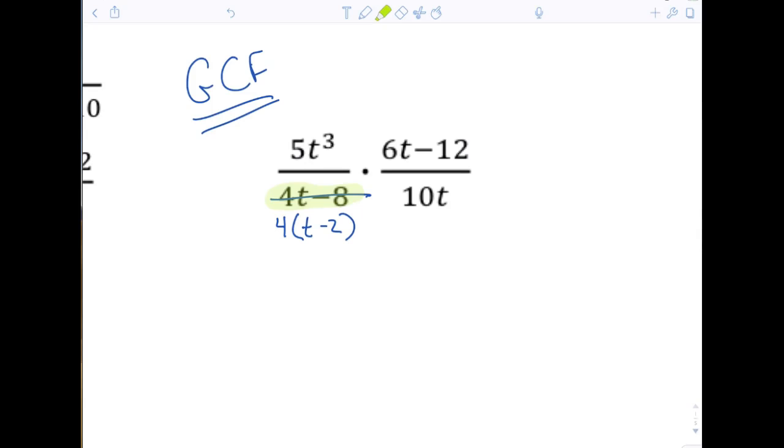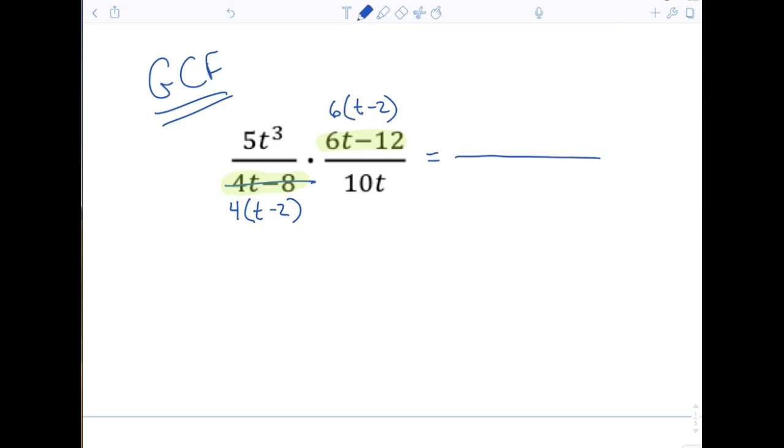Then 16 minus 12, what does that do? We're factoring out a 6. So then that becomes t minus 2. And then I cross that out. All right? And so now what?